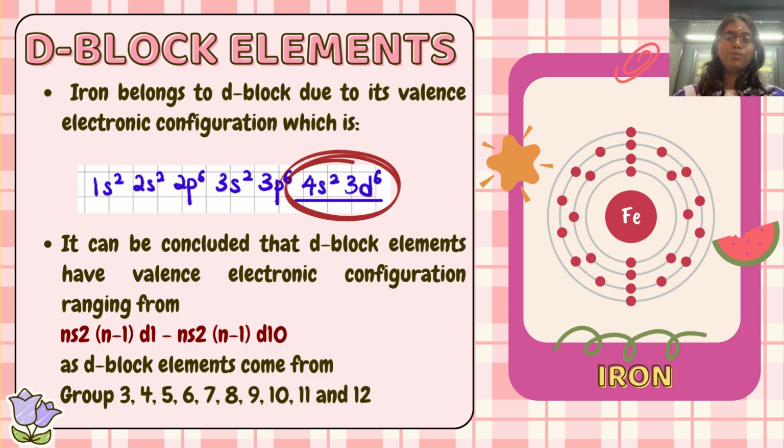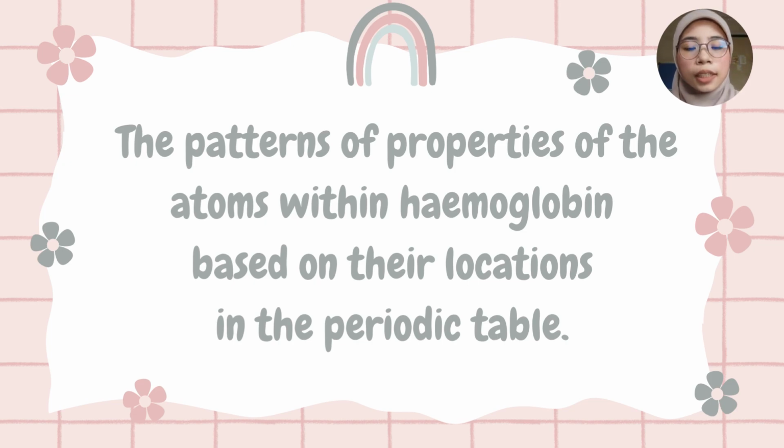Iron belongs to the d block due to its valence electronic configuration, which is 4s2, 3d6. We can conclude that d block elements have valence electronic configuration ranging from ns2 (n-1)d1 to ns2 (n-1)d10, as d block elements come from group 3, 4, 5, 6, 7, 8, 9, 10, 11, and 12. Now, let's discuss the patterns of properties of atoms within hemoglobin based on their locations in the periodic table.